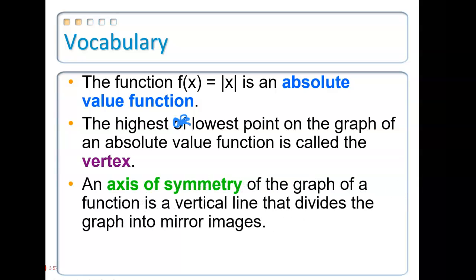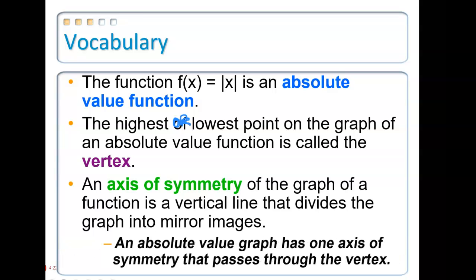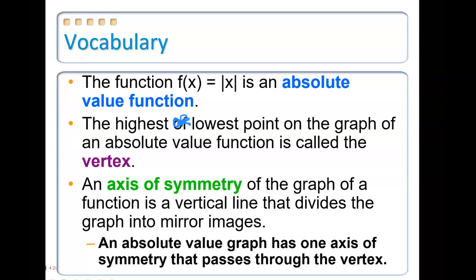The axis of symmetry of a graph of a function is the vertical line that divides the graph into mirror images. An absolute value graph has one axis of symmetry that passes through the vertex.